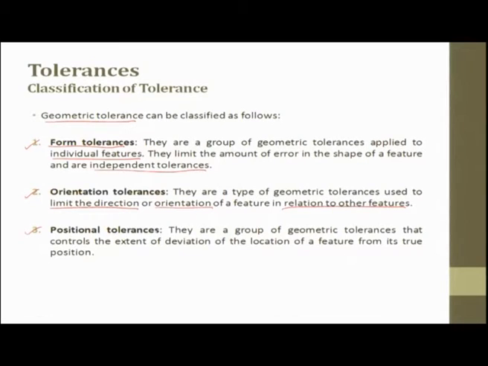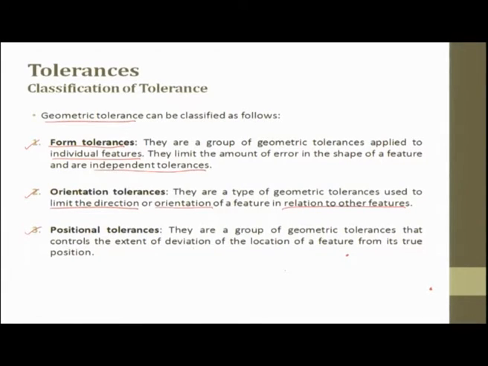And the last one is called positional tolerance. Positional tolerances are a group of geometric tolerances that control the extent of deviation of the location of a feature from its true position. Position tolerance is something like this. You use GPS and say I am starting from here, this is the start destination, and I am traveling here, right? So you say this is my start destination, what is your end destination? You state the end destination with respect to the start destination. Every time you talk about how much distance to travel, it is with respect to the start, with respect to that reference. So that is positional tolerance.